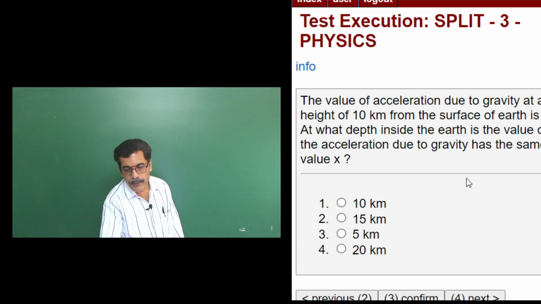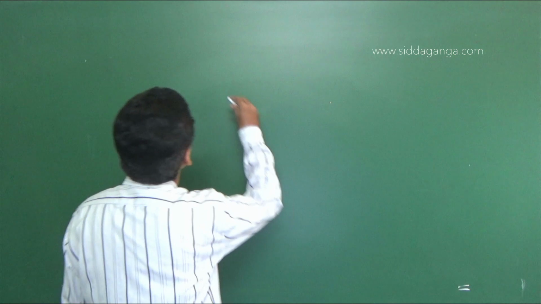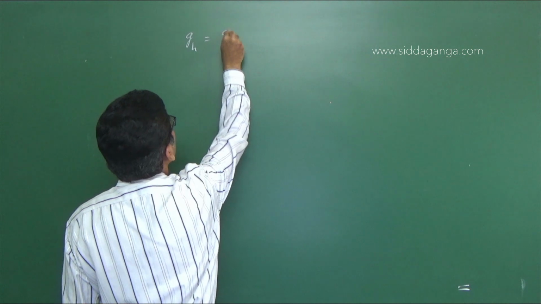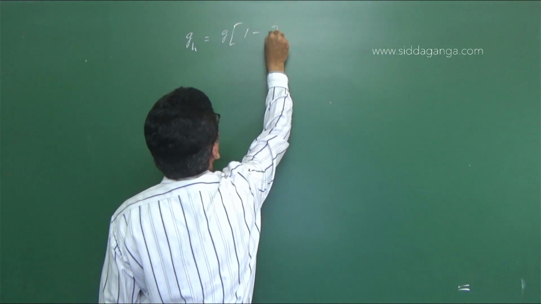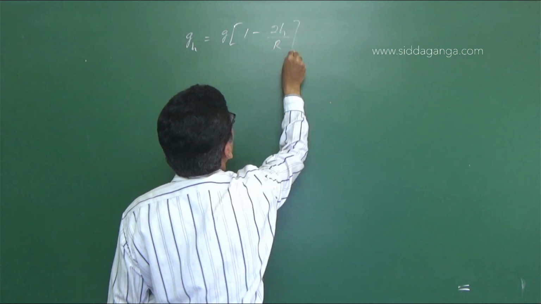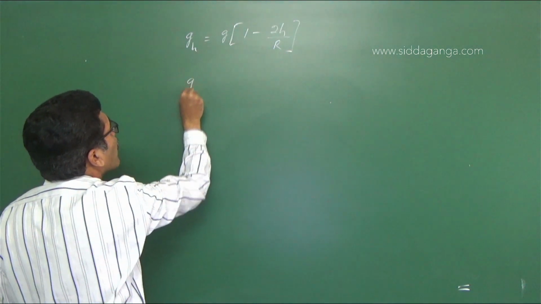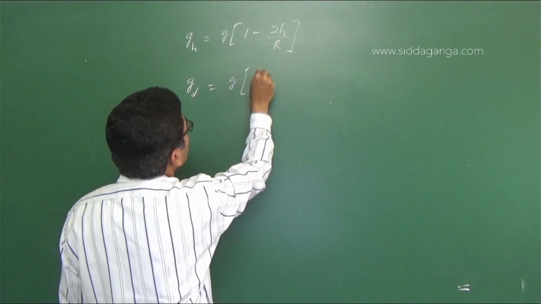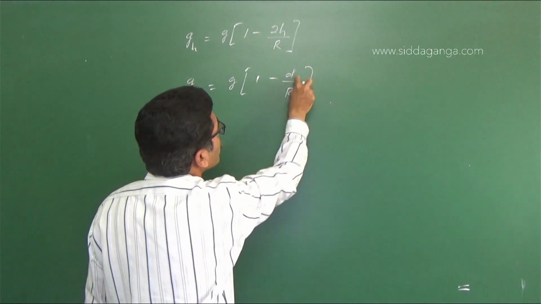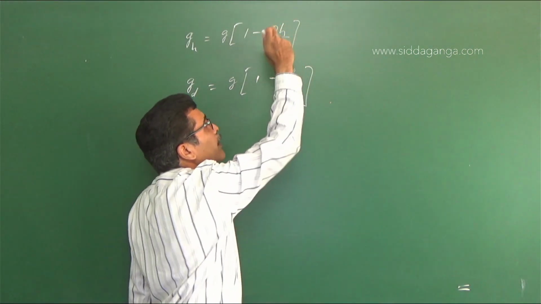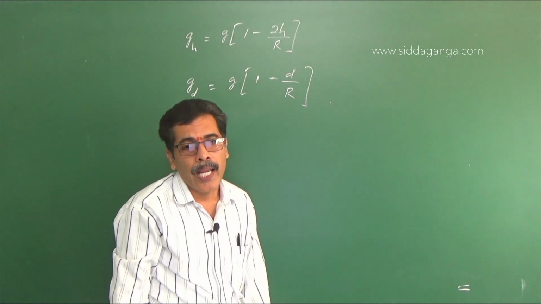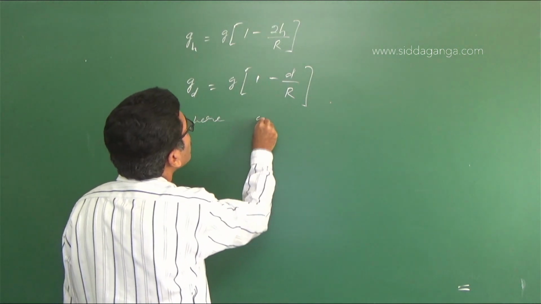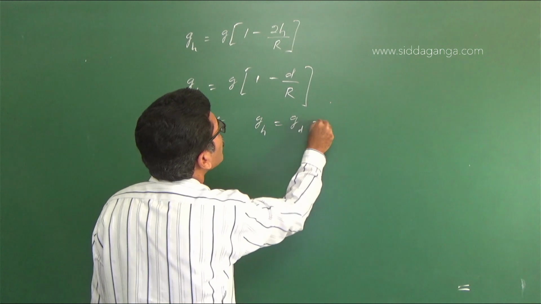So now let us work this out. You know that the variation of acceleration due to gravity with altitude is given by gh = g(1 - 2h/R), where R is the radius. And the variation of acceleration due to gravity with depth is given by gd = g(1 - d/R), where d stands for depth and h stands for height. They have given that acceleration due to gravity has the same value, so gh = gd = x.